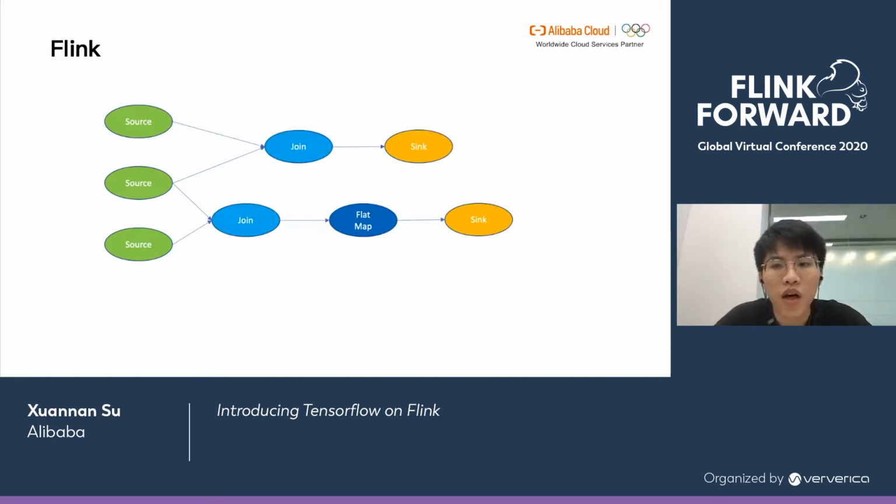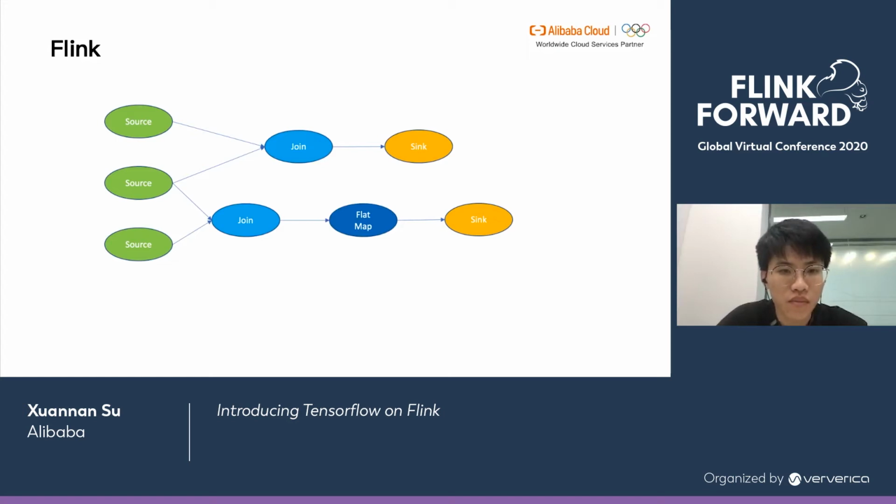Before we dive deep, I want to quickly review the topology of a Flink program. This is a logical view of a Flink program. It consists of different operators. In this example, we have source, join, flat map, and sink. At runtime, Flink will run each operator in parallel in task managers. Each operator has a property called parallelism that controls how many instances of that operator should run in parallel at runtime.